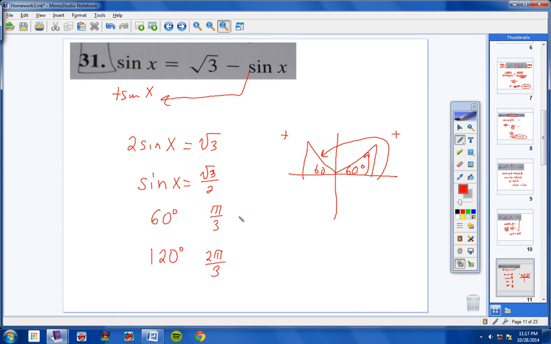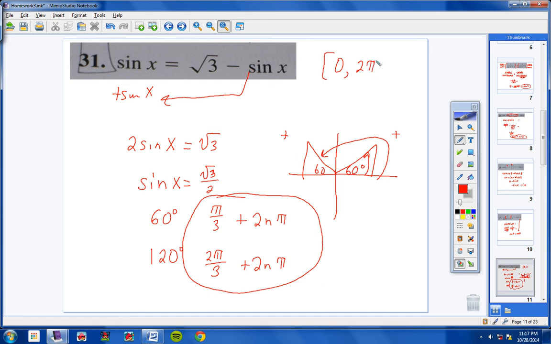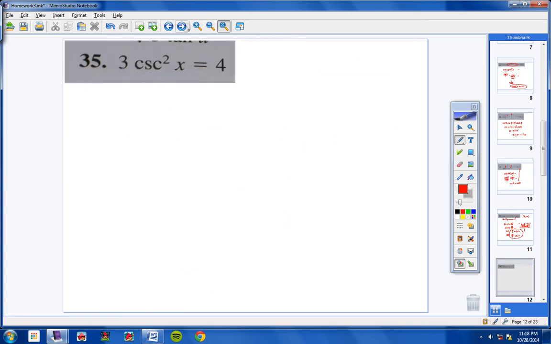Now, remember you have to put plus 2 n pi. And students, here's why. You can add 360 or 2 pi n times, as many times as you want to, and that number will be another solution to the equation. So since there's no domain up here, like this, then we have to put plus 2 n pi to let people know that the answers go on and on, over and over, 360 degrees or 2 pi over and over. Okay? All right, number 35.